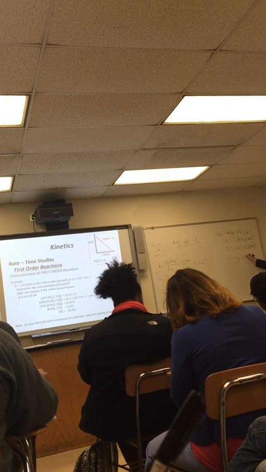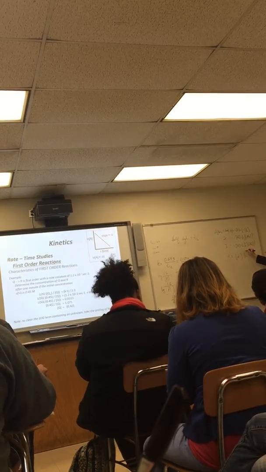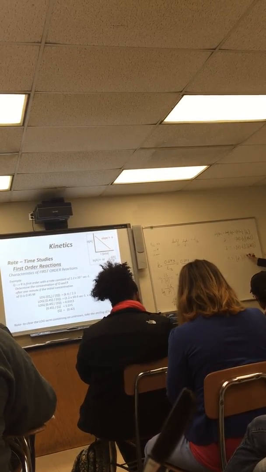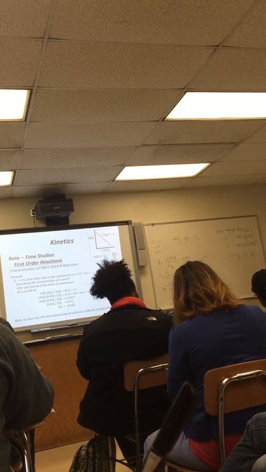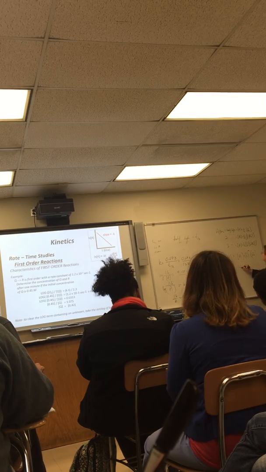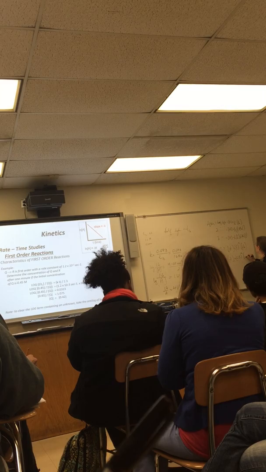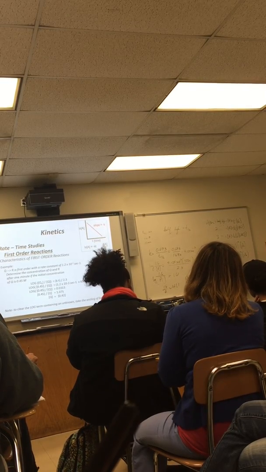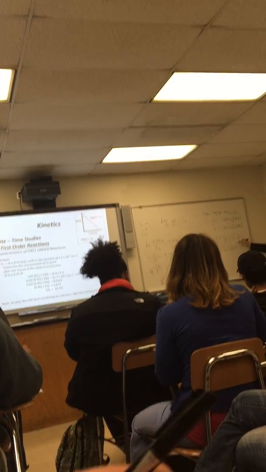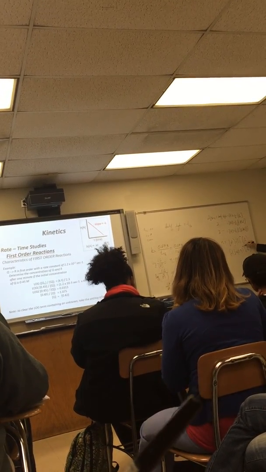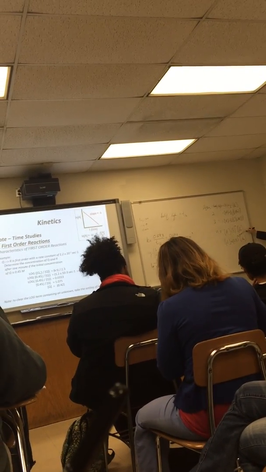You would have a half. If it was three half-lives, it would be 1, 2, 3, but after n half-lives, it would be a half to the n times A0, or 0.5 to the n times A0. But this, remember, is the number of half-lives.